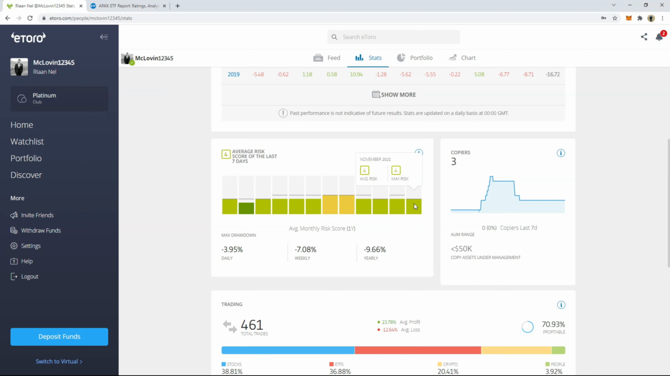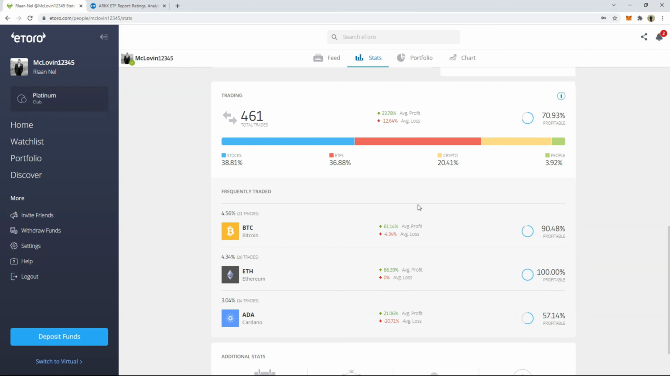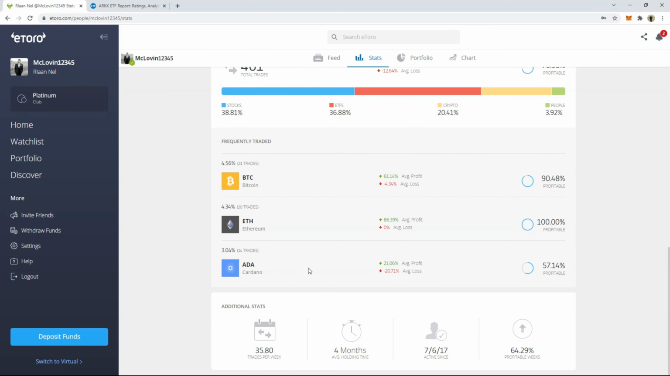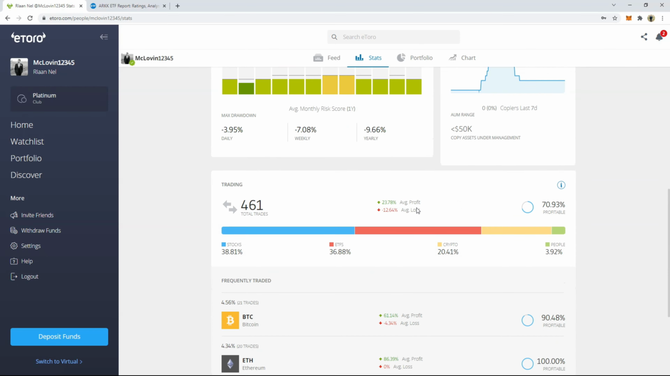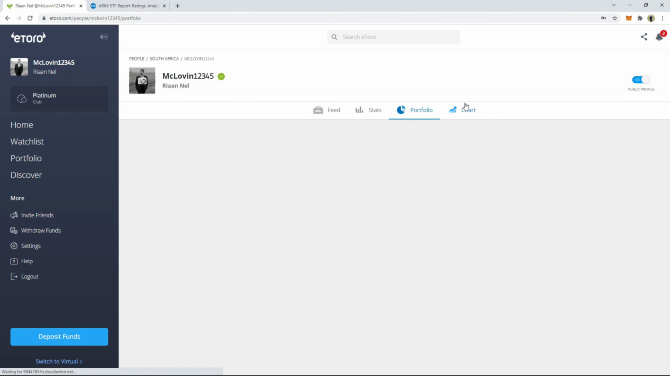I'm still trying to maintain the risk. This just shows me that I'm not taking unnecessarily bad risk. And then, like I said, I trade often here. I've quite a lot of trades, but I've been on eToro since 2017, so it doesn't surprise me that there are as many.